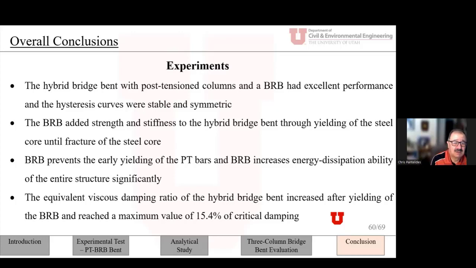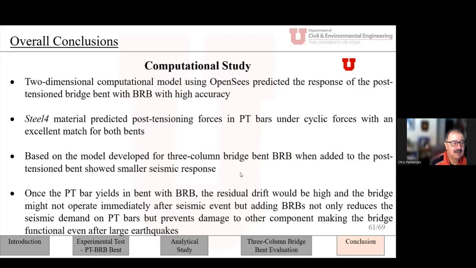Now, in the bent with BRB, when the PT bar yields, the residual drift is high, but up to 3% drift, it was still under 1%. Many people consider 1% as a good recentering drift. So we would say that we could operate immediately after an earthquake.